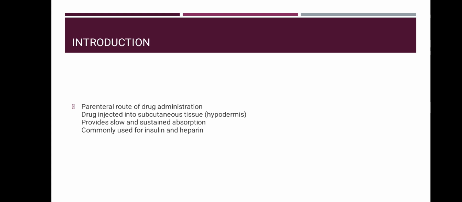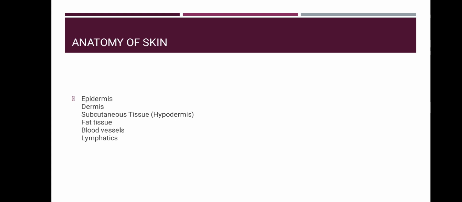The subcutaneous route is especially useful when a drug requires slow, sustained, and predictable absorption rather than the rapid absorption seen with intravenous administration. Anatomy of the subcutaneous tissue. To understand the pharmacology of this route, it is important to know the structure of the skin. First is the epidermis, second is the dermis, third is the subcutaneous tissue.